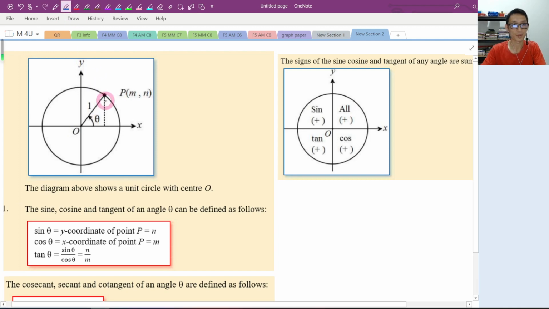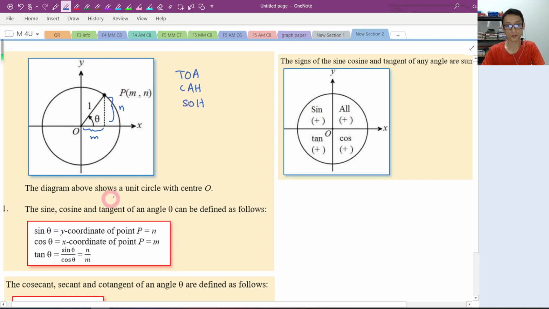Now, this is theta. If the coordinate of the point here is (m, n), this means that here is m unit, right? And this is n unit. I hope that you still remember this SOH CAH TOA, which you learned in Form 3. Tangent is equal to opposite side divided by adjacent side. Cosine is equal to adjacent side divided by hypotenuse. And sine is equal to opposite side divided by hypotenuse.